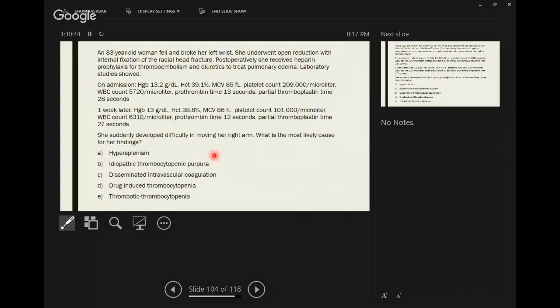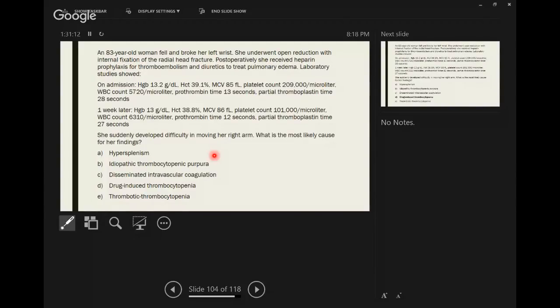Christian. All right, so an 83-year-old woman breaks and falls on her left wrist. She has an operation to fix it, and she gets heparin afterwards. On admission, she's not anemic. Her platelet count's normal. Her white blood cells are normal. Her prothrombin time's normal, but her PTT's lowered.